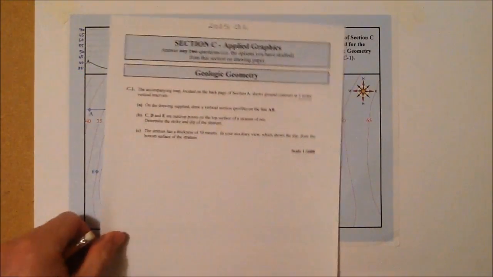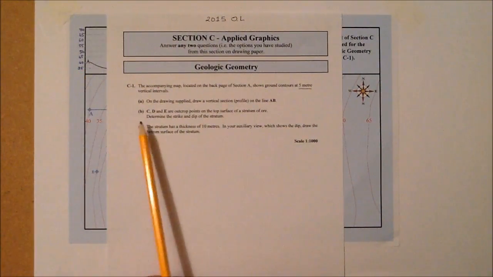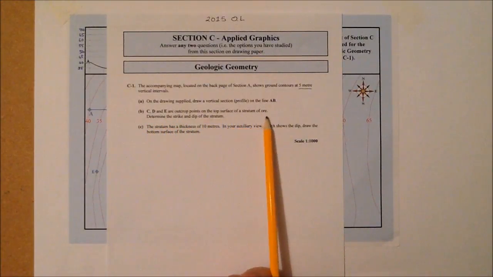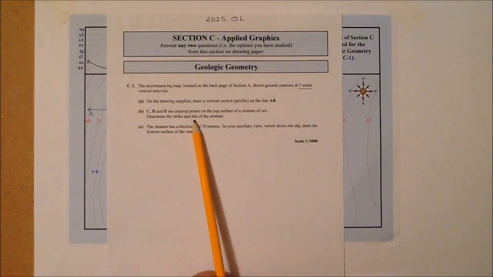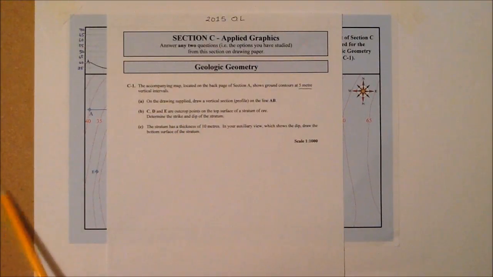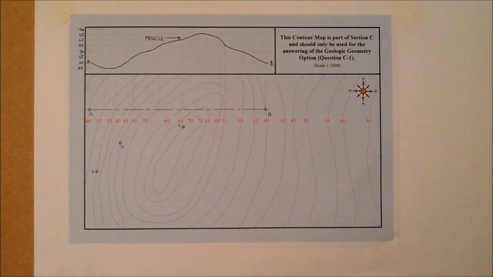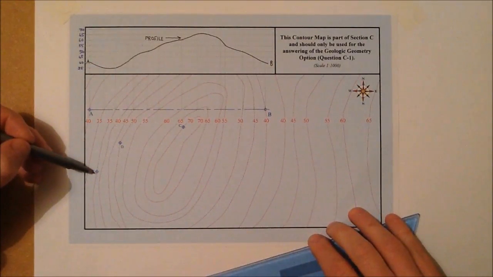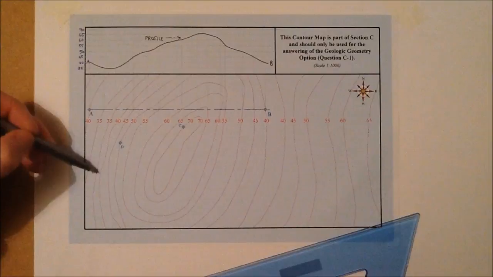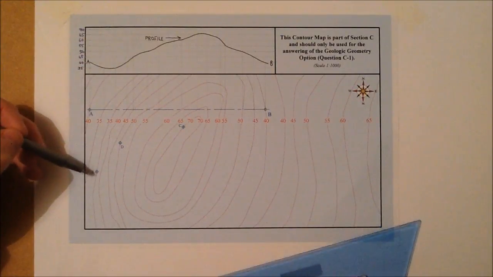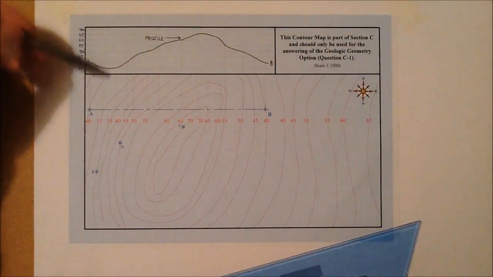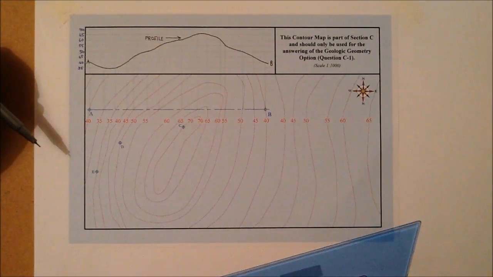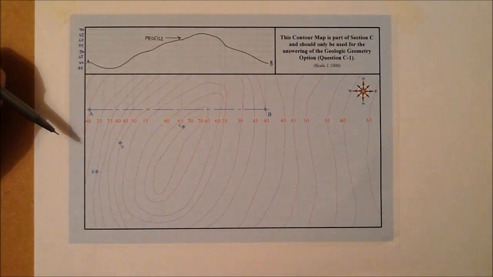The next part of the question is part B. C, D and E are outcrop points on the top surface of a stratum of ore. Determine the strike and dip of the stratum. Here we have point C, D and E in plan. Basically we're going to join those to form the triangle, which is a part of the stratum, and we're going to project them up onto the corresponding heights here in the elevation in order to determine our strike.